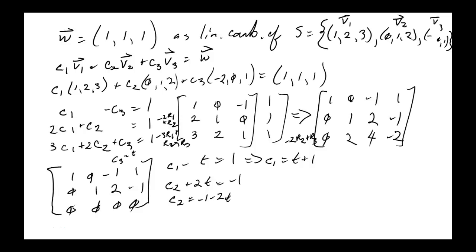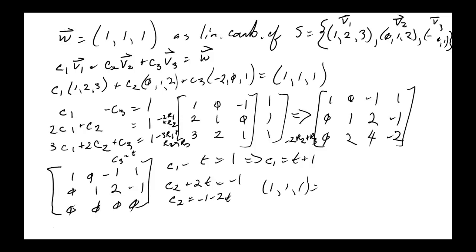Pick any one, it doesn't matter, and you can have lots of linear combinations. W is some combination of V1, V2, and V3. If I were doing it, I would say let T equal 0, and then you would have 1, minus 1, 0. That would be a good linear combination. Let's verify that's true. That's 1, 1, 1 is equal to, what did I say?